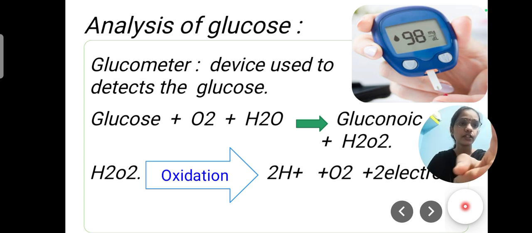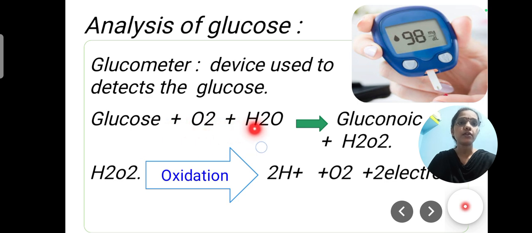Analysis of glucose is an example of these potentiometric sensors. Here we observe the glucometer in this diagram. It is a device used to detect glucose from a blood sample.